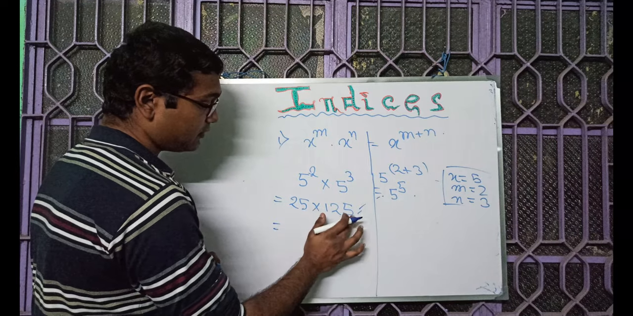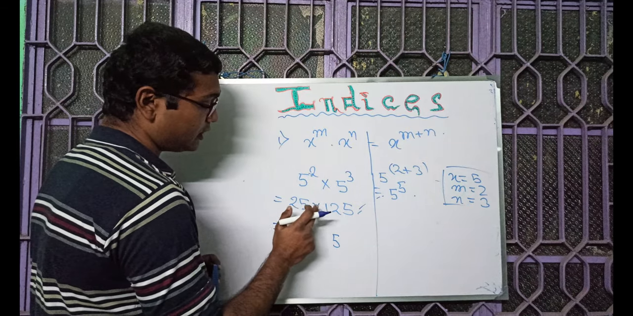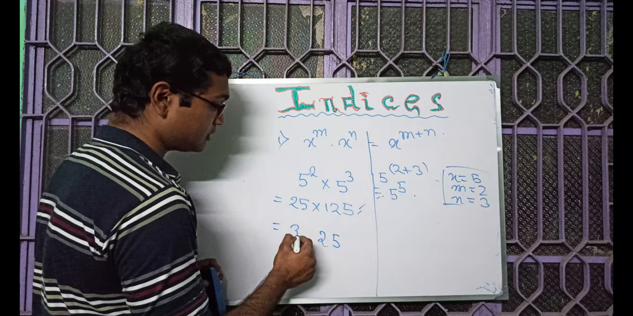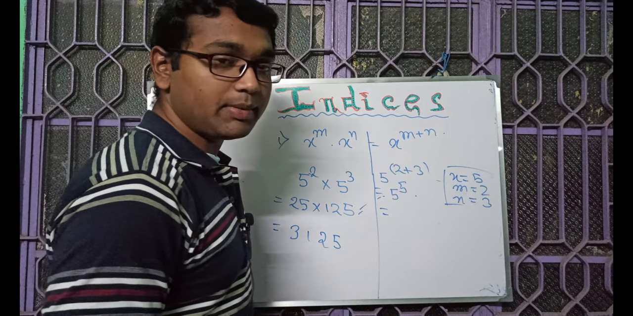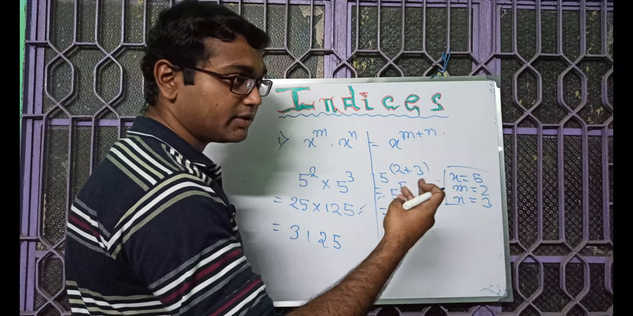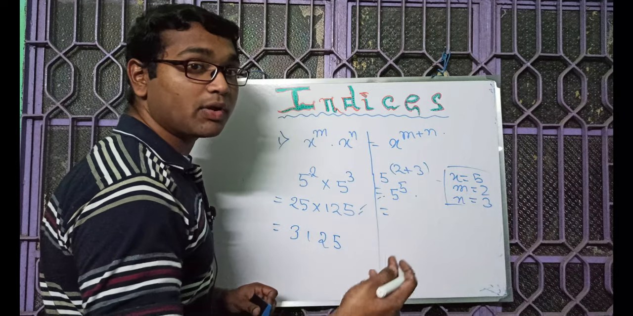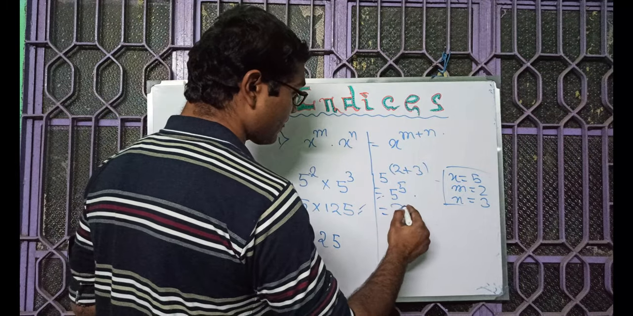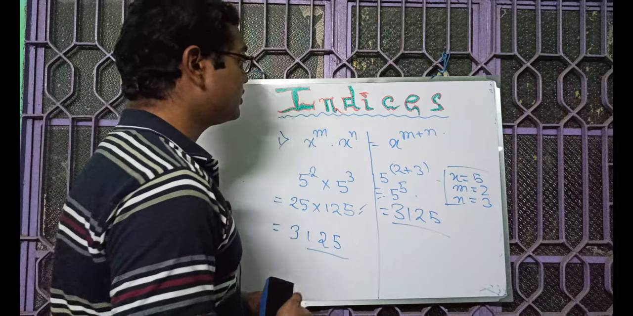I'm multiplying it. 25, 5, 125. So 12, we have 12. Then 25 into 2, 50, 26, 6, 25, 1, so 3125. Now 5 to the power 5. What will happen? 5 square 25, 5 cube 125, then again 5, 625, then again 5, 3125. You can verify it by calculator or by manually calculating. Okay, 3125. So both of them are the same, therefore this one is true.